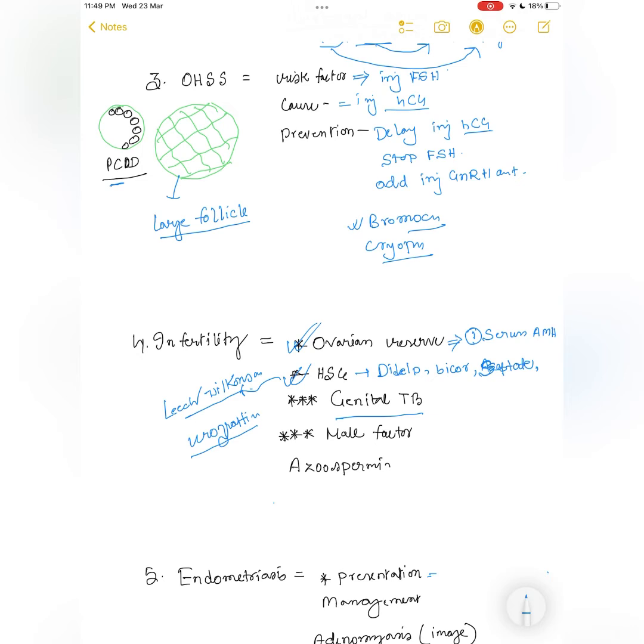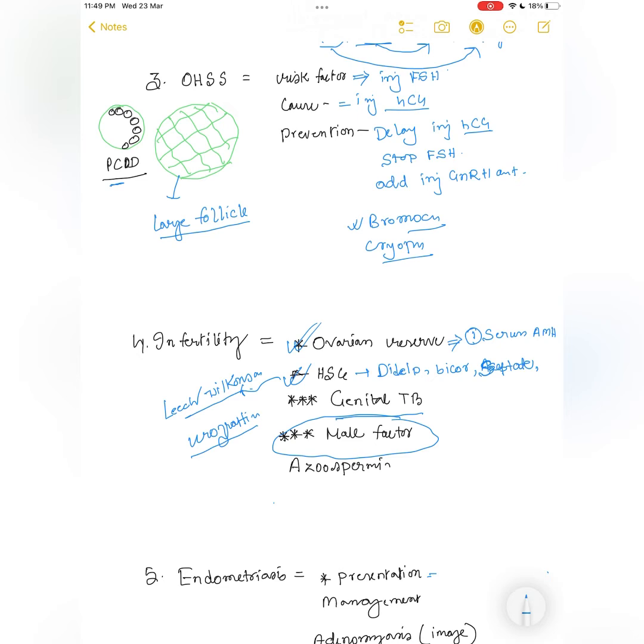In tuberculosis, I will especially tell about the various HSG findings. That is very, very important. The male factor is also a very, very important topic. In genital TB, there is a tobacco pouch appearance. Please go through this, and the lead pipe appearance. In male factor, it is very, very important.